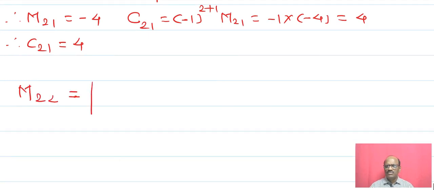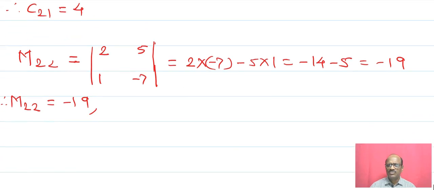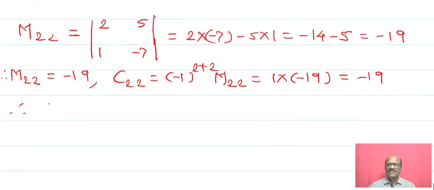Now M22, the minor of element A22, 2 5, 1 minus 7. You can see how it is given in the example from the textbook. That is 2 into minus 7 minus 5 into 1, minus 14 minus 5, minus 19. Therefore M22 is equal to minus 19, and C22 is equal to minus 19. It will be as it is.